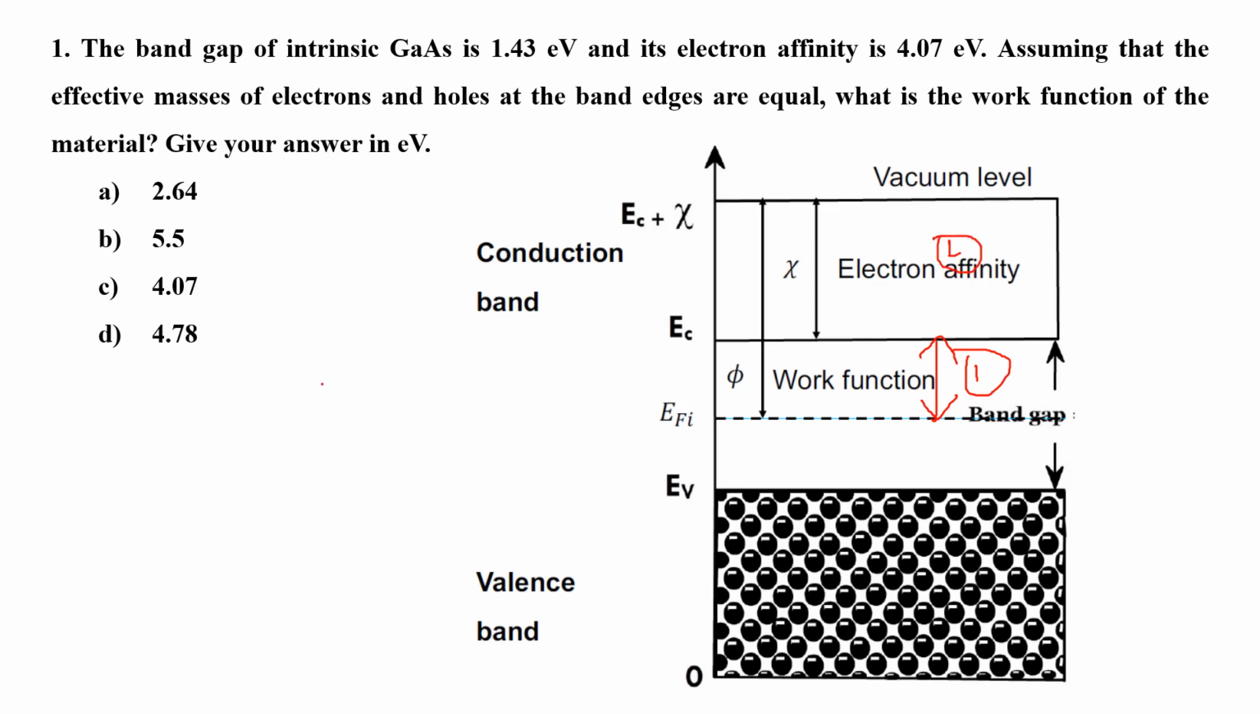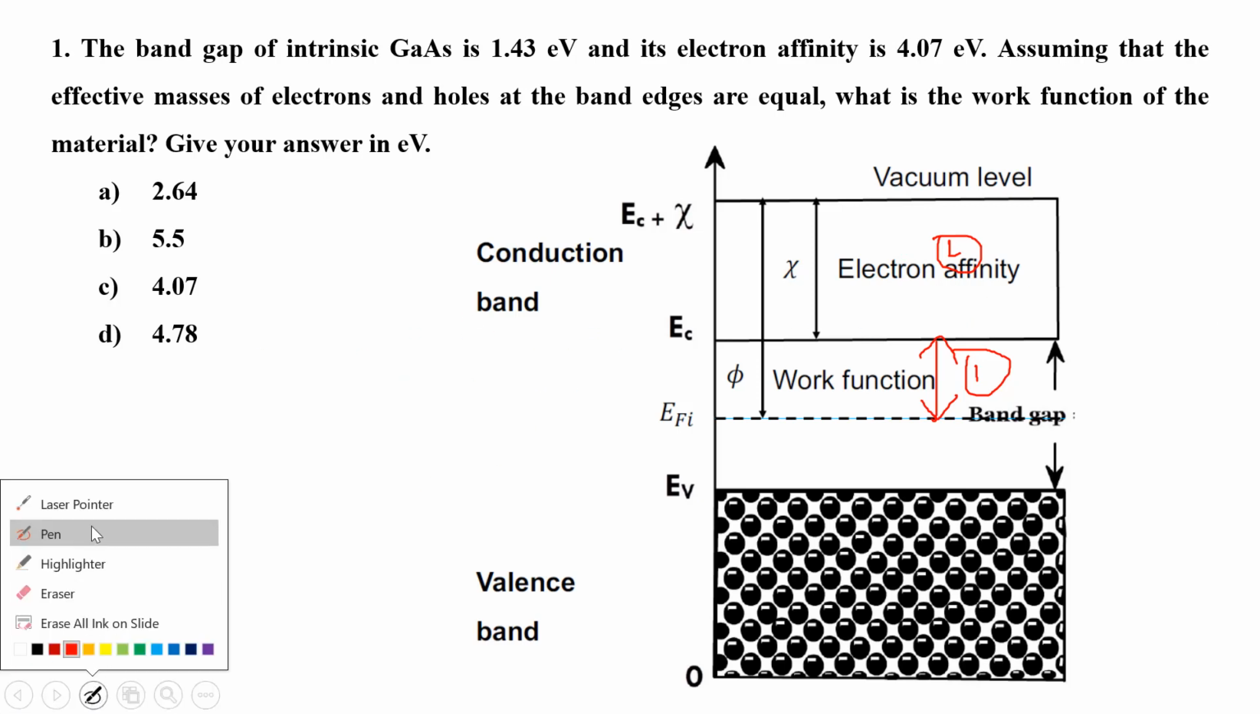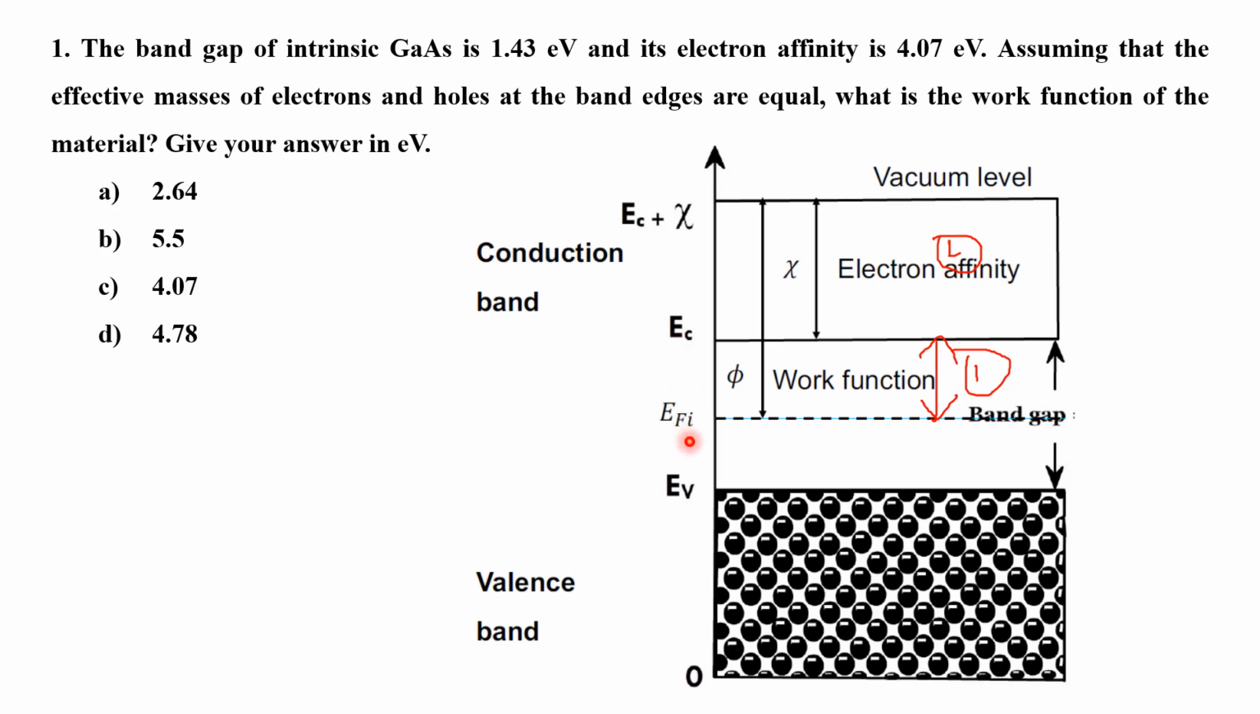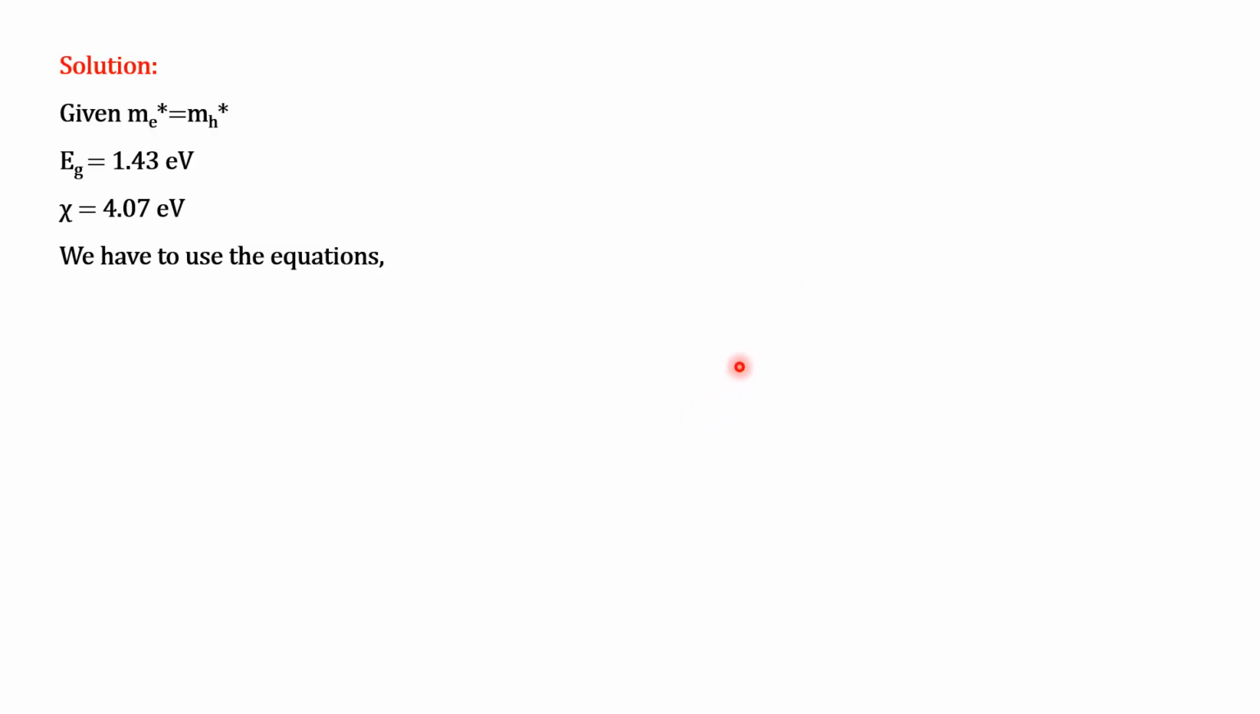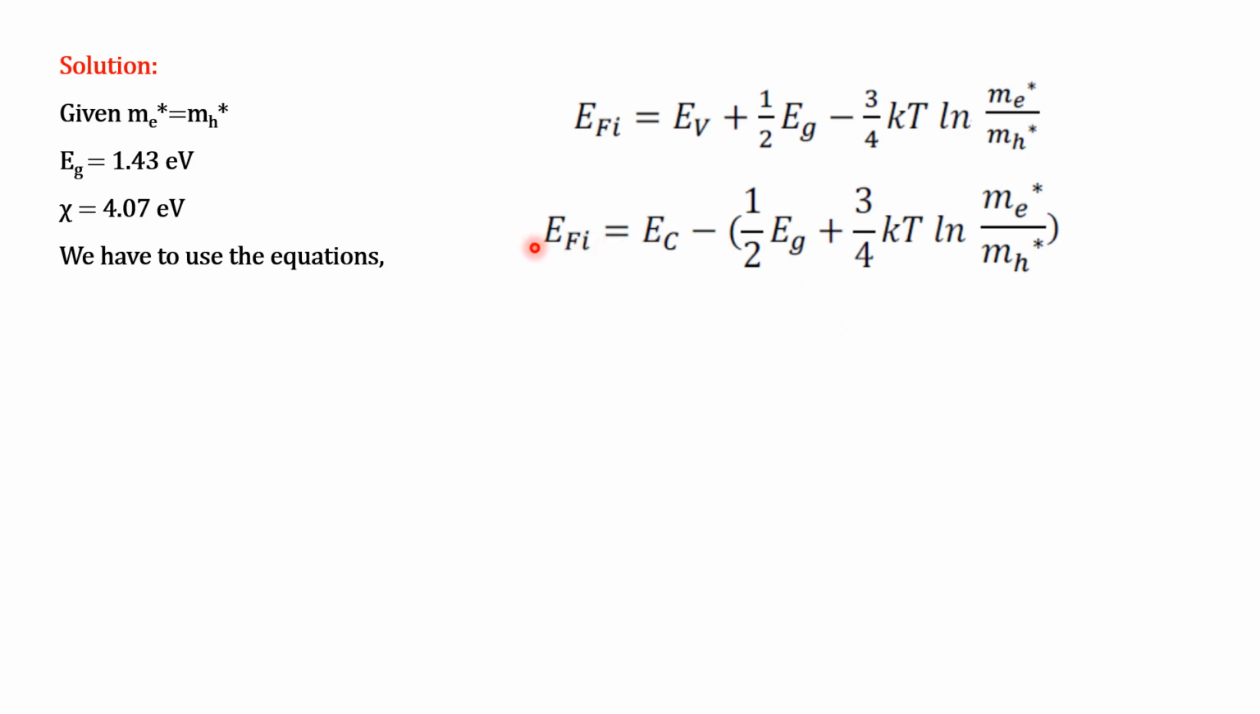To find out 1, we have an equation. What is 1 from this diagram? 1 is EC minus EFI, right? Adding 1 and 2, we will get the work function. We have an equation for EC minus EFI, and you can take it from this equation. Hence EC minus EFI is Eg by 2 plus 3 by 4 kT ln of Me by Mh star. Me is equal to Mh star, they have already given, therefore this becomes ln 1. So what is ln 1? Can you please solve and let me know the answer?